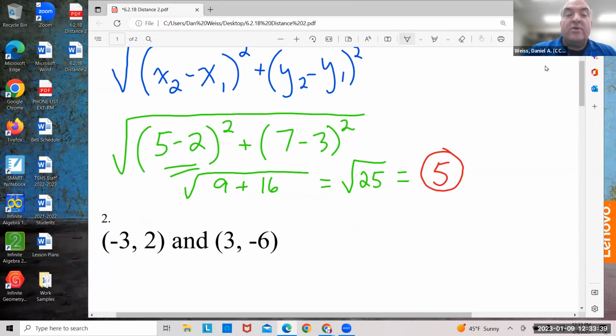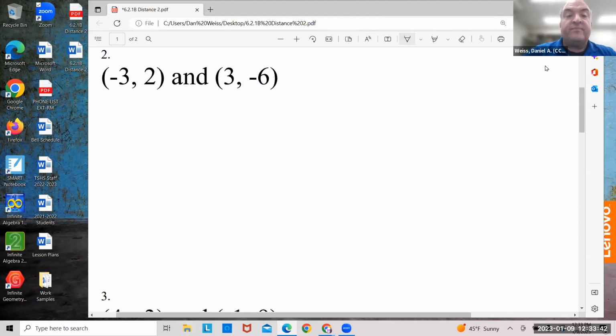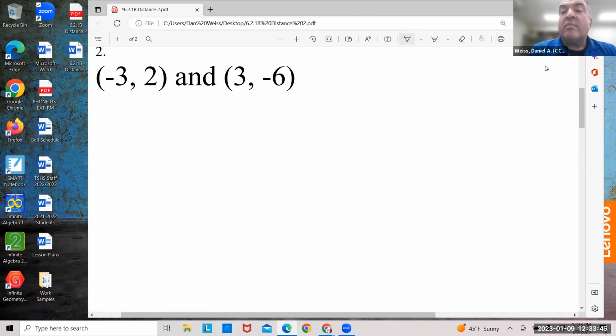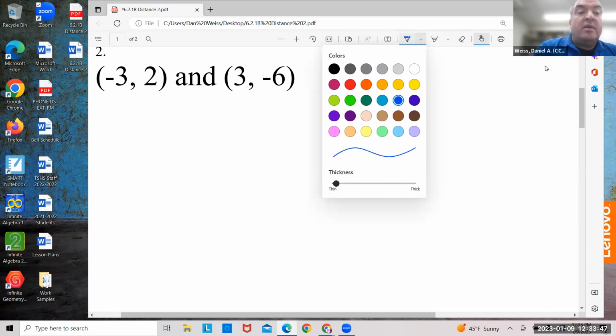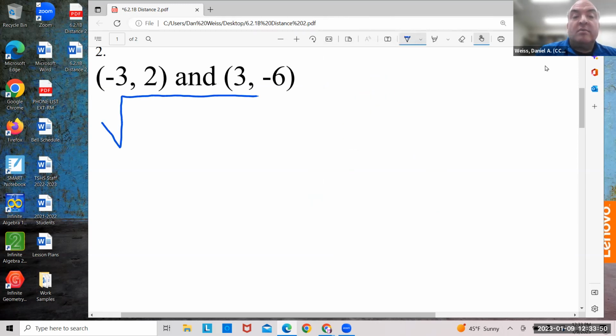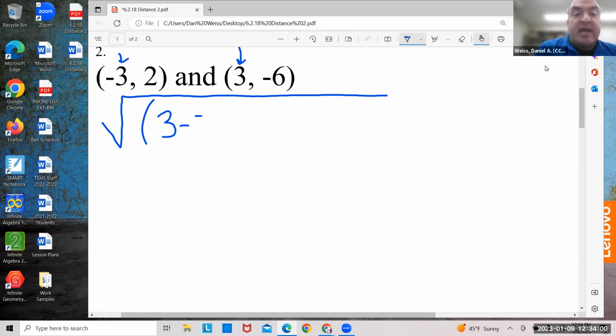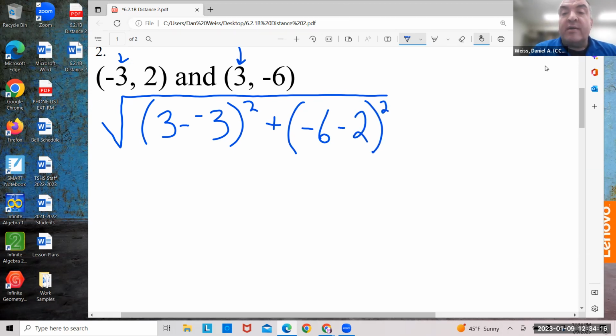Next, we're going to do the same thing. Ready? Okay. Square root 3. I'm going to do the x's first. I'm going to do 3 minus negative 3, right? It's 3 minus negative 3. Okay. Squared plus negative 6 minus 2 squared.